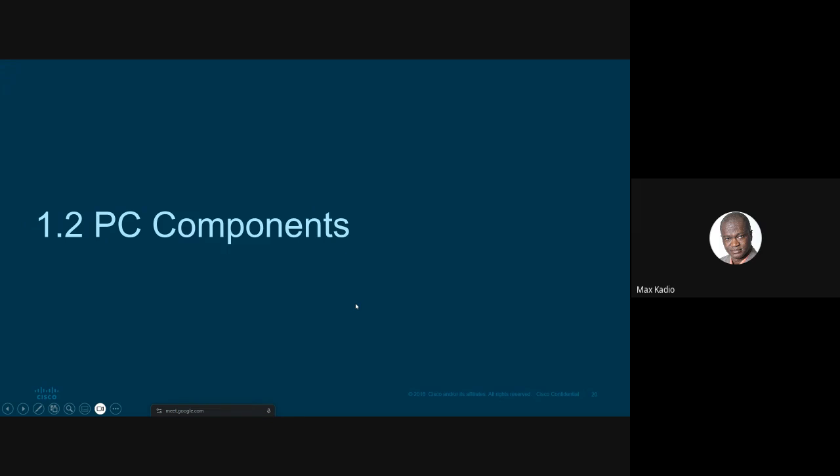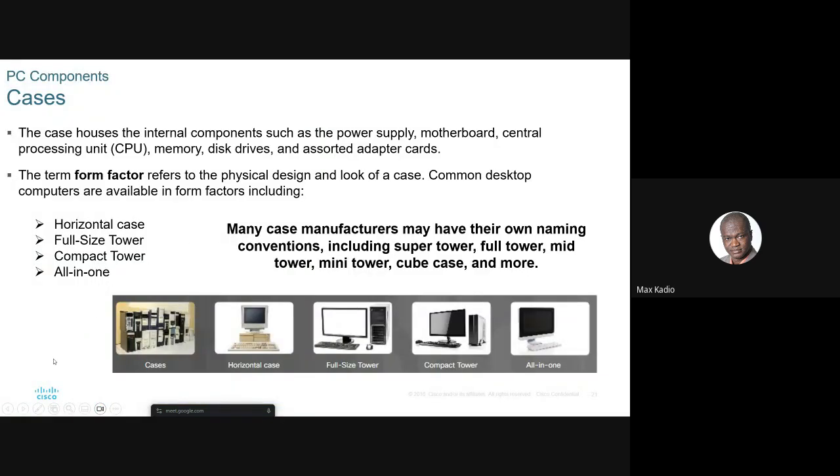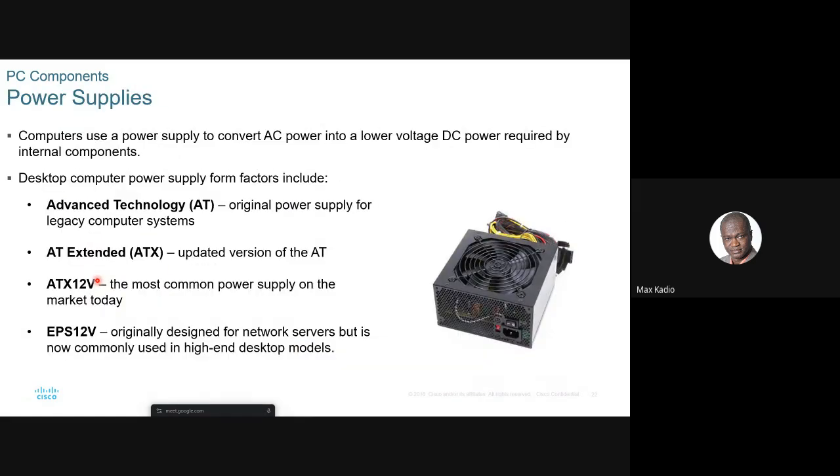PC components: what is inside a PC? First things first, the size of a PC, the cases. We have horizontal, full size. In the old days it was like that, but nowadays they are very small. So you should know the different types of cases. According to the case, the box that will bring power into the PC we call the power supply. We have different types. It depends on the size of your PC and the motherboard.